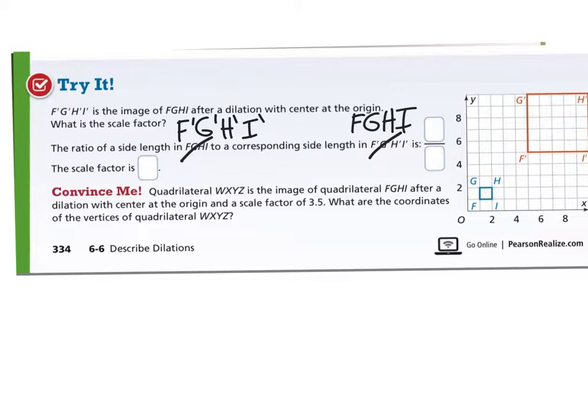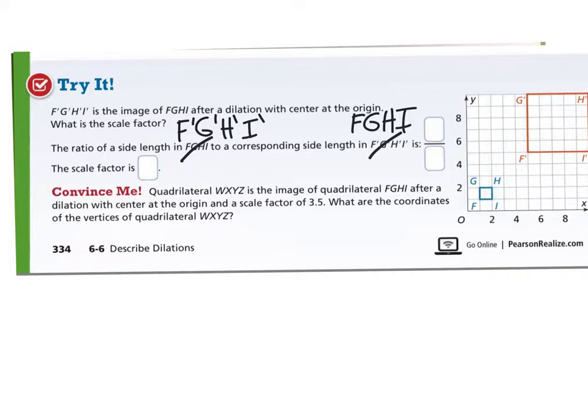So we look at the triad. We have F prime, G prime, H prime, I prime, and F, G, H, I. There was a dilation with the center at the origin, and they're asking what is the scale factor. So the scale factor, a couple ways we can do this. We can look at the coordinates, or we can look at the side lengths, or if you want to double check yourself, do both of them. If both of them work out the same, you're almost guaranteed that you have the correct answer.